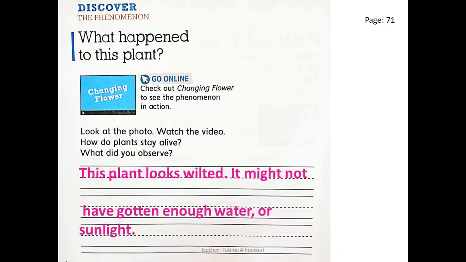Again, please, grade 1, answer this question. In the last photo, what did you observe? We observed that this plant looks wilted. It may not have gotten enough water or sunlight. So please, grade 1, open your book, page number 71, and be sure to write this answer. Let's see the next page, grade 1.